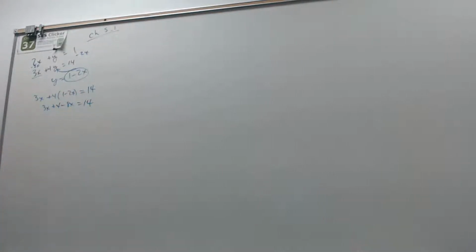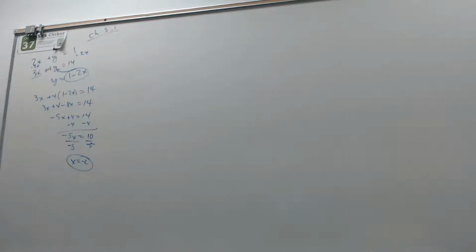And then what? Then we're going to solve for that if we can. So combine like terms, we have minus 5x plus 4 equals 14. Subtract 4, bring us to minus 5x equals 10. And then divide by negative 5, bringing us to x equals negative 2.